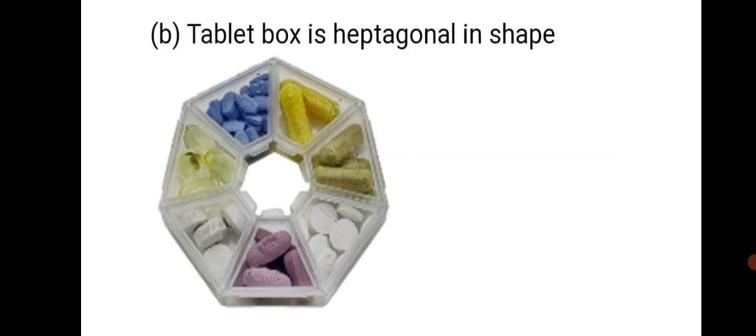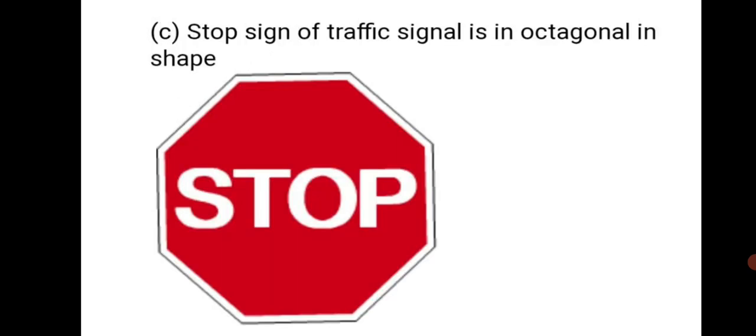Second, a tablet box is heptagonal in shape. You will see there are 7 sides of a heptagon. So you can show a tablet box for heptagonal shape. Third, we have the stop sign of a traffic signal, which is octagonal in shape, that is 8 sides. So you can draw this figure in your book.